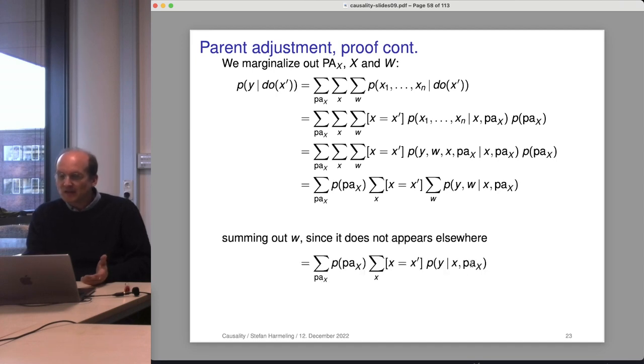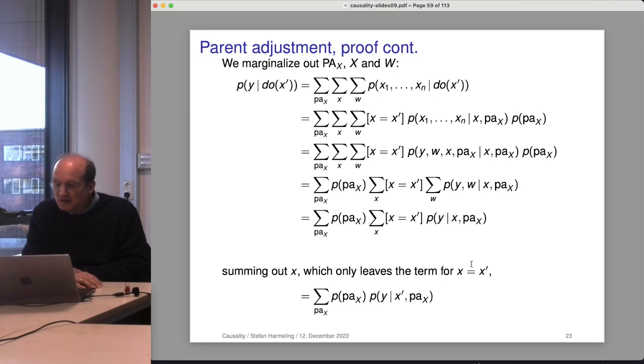And what is the last step? Summing out x. Okay, fine. Summing out w. Now the last step is that we want to get rid of the last summation as well, right? And for that one, we sum over all possible values x, and note the x prime is coming from the do operator up here, and the x is coming from the summation sign. So the only summand that remains is if we replace the x in the back here with an x prime.